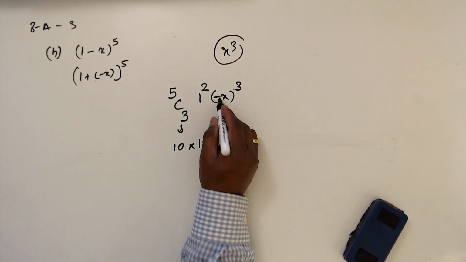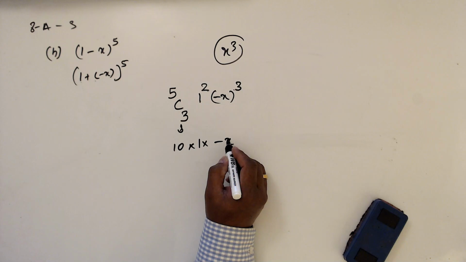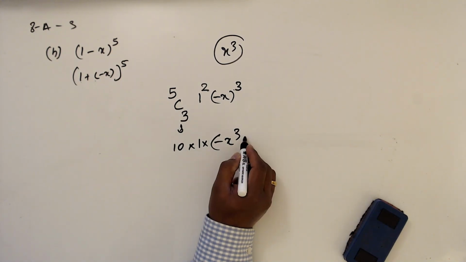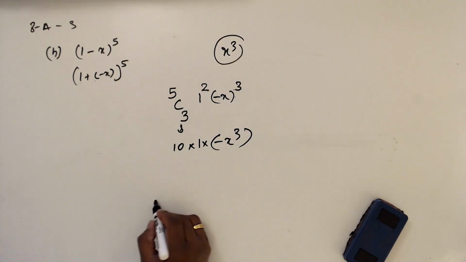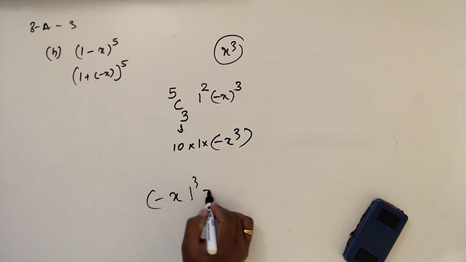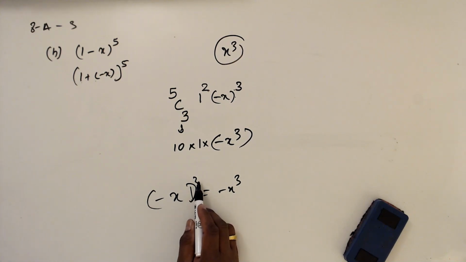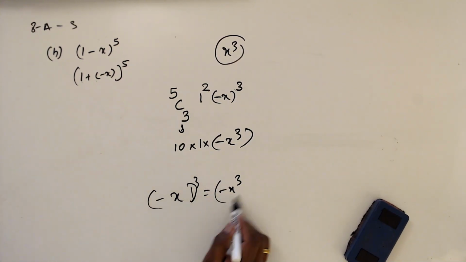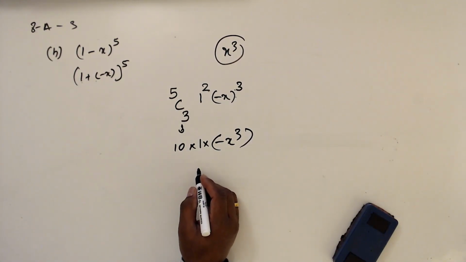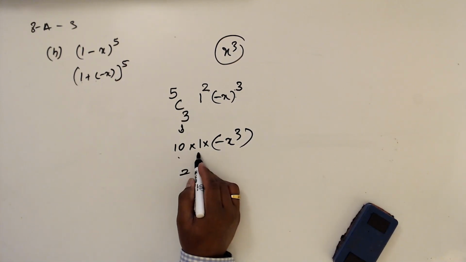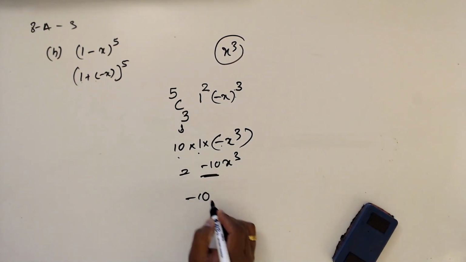Times 1 times minus x cubed. What does minus x cubed mean? This is two things: minus x cube, and the power is with the bracket, not without the bracket. It means this answer has to be minus 10: 10 times 1 times minus x cube gives minus 10 x cube. Now the coefficient is minus 10.